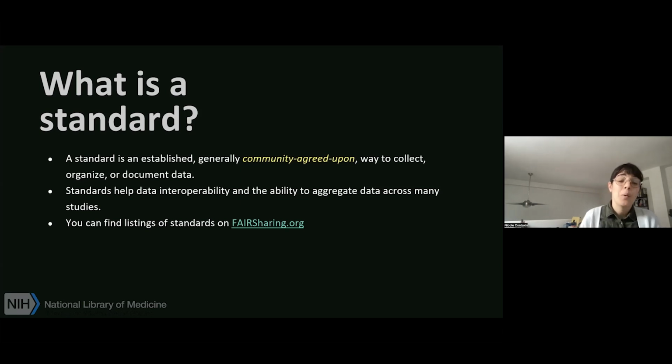The first is, what is a standard? A standard is an established, generally community agreed upon way to collect, organize, or document data. These standards help with data interoperability. Like I just said, if each of us had a separate data set that included date, using that ISO standard would help us aggregate our data sets and make the most out of the data we've collected. And you can find listings of standards on fairsharing.org. And I know there is somebody from FairSharing speaking later today. Next slide, please.